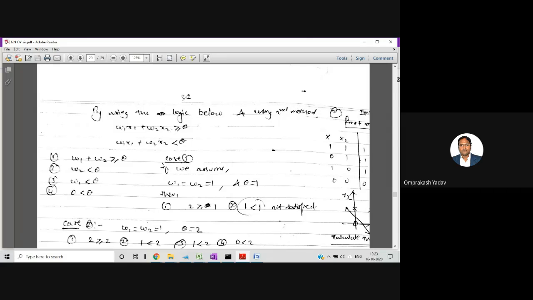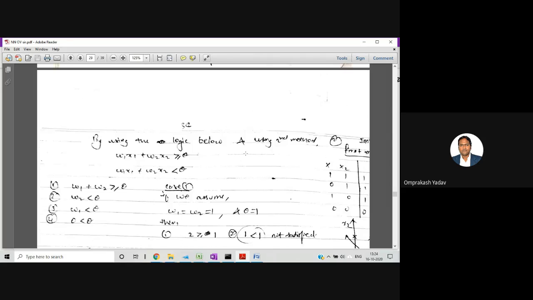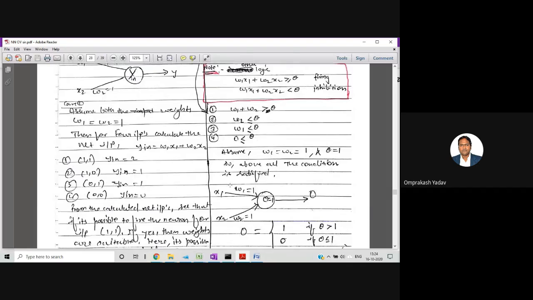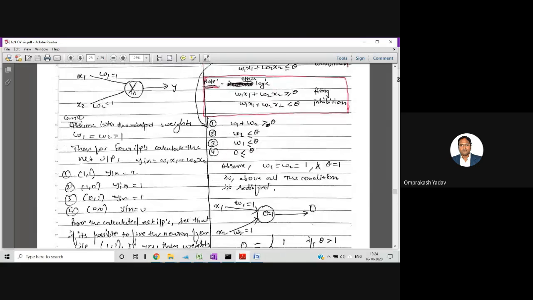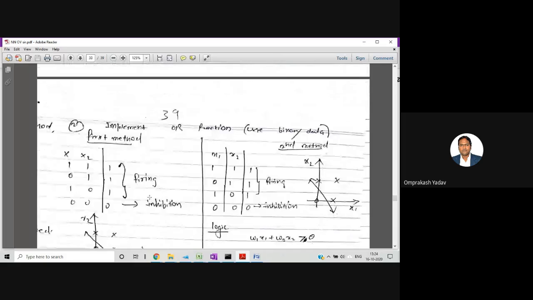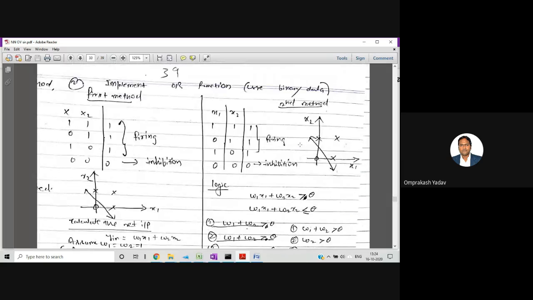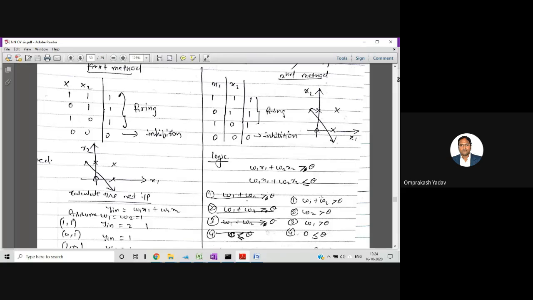X2 is 1, right? So W2 is less than theta. It's not written properly for this one, I think. Let me check if there is any, or yeah, here it's there. Okay, so you can assume anything, right? This equation is up to you. So according to that, the value will come.